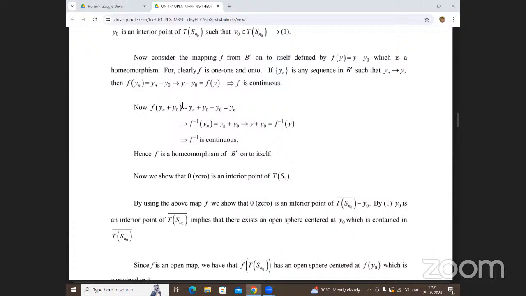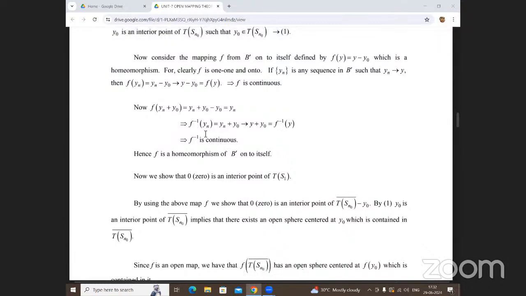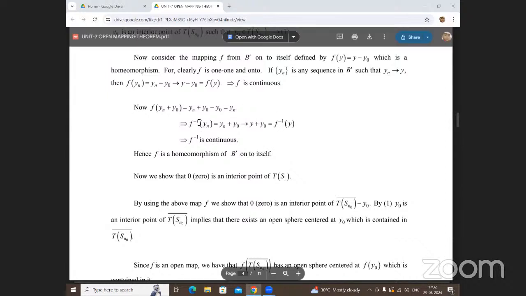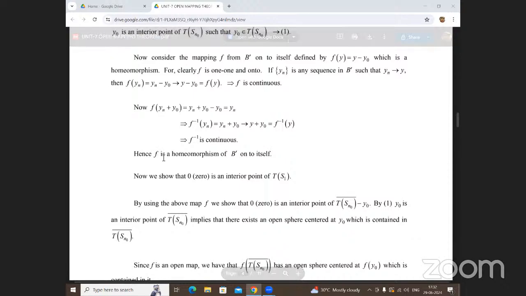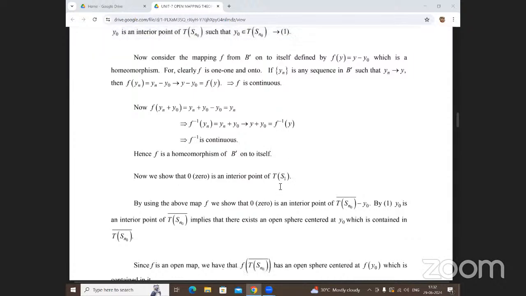Inverse of the function represented in terms of yn, replacing y naught by yn. So according to this, f inverse is continuous. So from the above step, f inverse of yn equals f inverse of y. Now, given the function is a homeomorphism of B' onto itself, we show that 0 is also an interior point of T of S1. Okay, that is the first part of the transformation.